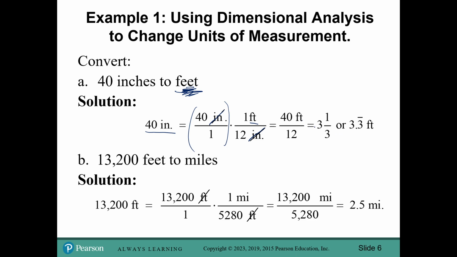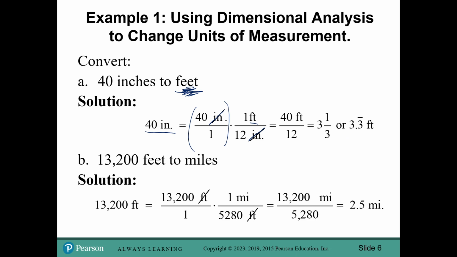Now, if we want to look at this as a fraction, you could say 3 1/3 feet, or you could say 3.3 repeating feet. Just depends on how the question asks for it. Okay? So all I essentially did to get that was do 40 divided by 12. That gave me 3.3 repeating. Okay, and so we have converted 40 inches into 3.3 feet approximately. Now let's look at B.